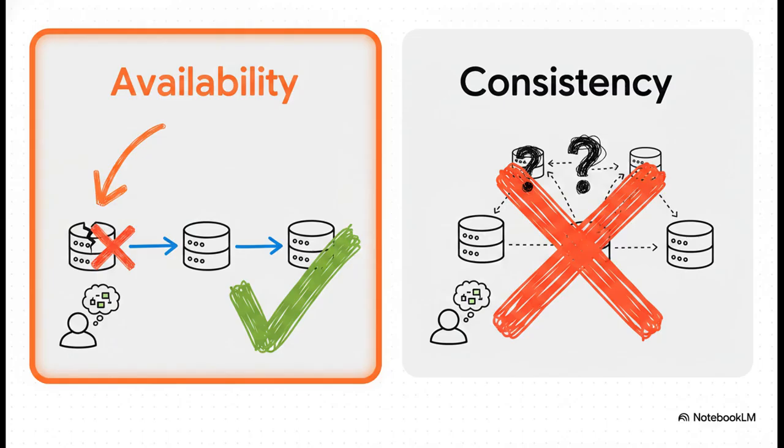And the best example? Think about an Amazon shopping cart. Amazon would much rather let you add that item to your cart, even if the network's a bit flaky and it creates a temporary disagreement, than to ever tell you, "Sorry, the site's busy, try again later." It prioritizes your action, accepts the write, and worries about sorting out the consistency later.